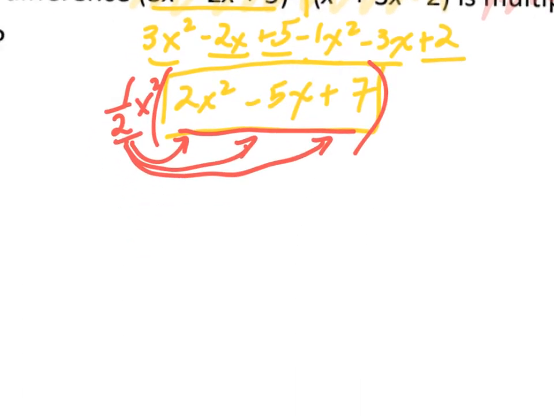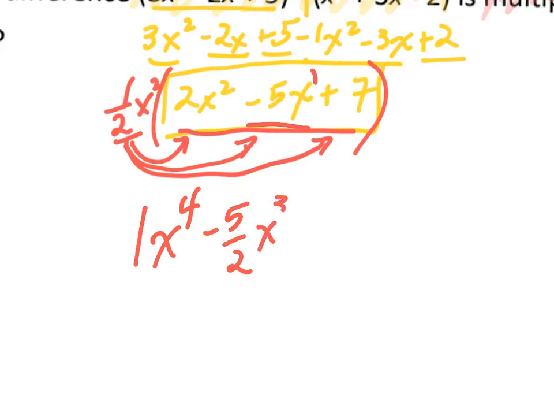So I have 1/2 x squared times 2x squared. I know that 1/2 times 2 is 1, x squared times x squared, I need to just add the exponents. So I keep the x, right? And when I add the exponents 2 and 2, my new exponent is 4. Now, I have 1/2 x squared times negative 5x, right? Negative 5 times 1/2 is negative 5 over 2. X squared times x to the first power, right? I'm going to add the exponents. So I keep the x, and 2 plus 1 gives me a new exponent of 3.